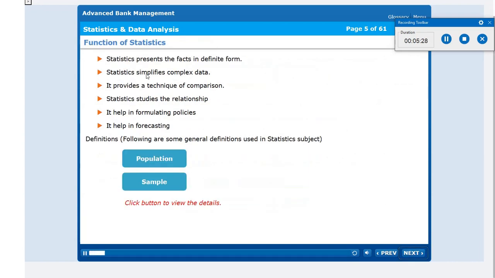Functions of statistics. Statistics presents the facts in definite form. Statistics simplifies complex data. It provides a technique of comparison. Statistics studies the relationship. It helps in formulating policies. It helps in forecasting. Definitions. Population. Sample.